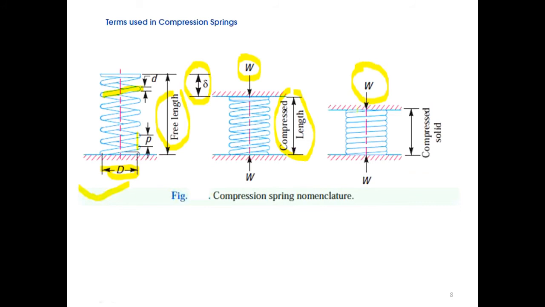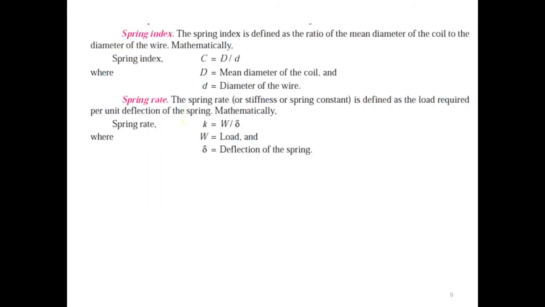In that condition, the two adjacent coils should be in contact. There is no gap between the two adjacent coils like in the previous case. Instead of a gap, the two adjacent coils are in proper contact, and then you can say the total compressed length of the spring is the compressed solid length. So these are the main terms used in springs.